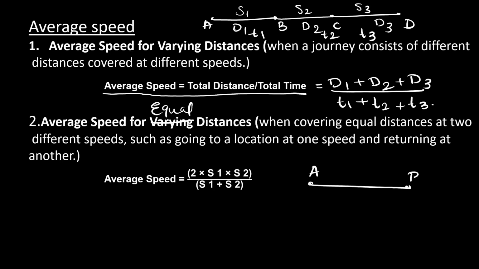Next is average speed for equal distance. If a person has to travel from A to B, whose distance is D, and has to return back from B to A, in both cases the distance will be the same. But if he is going at a speed S1 and returning at a speed S2, then the average speed would be 2 into S1 S2 divided by S1 plus S2.